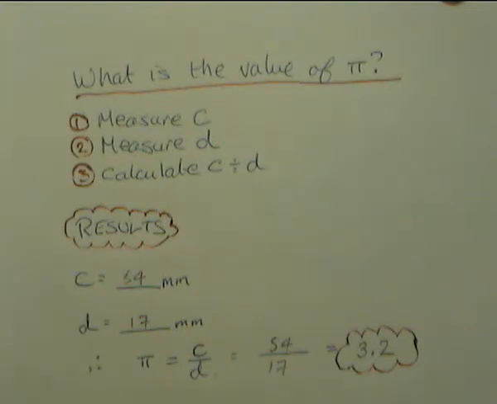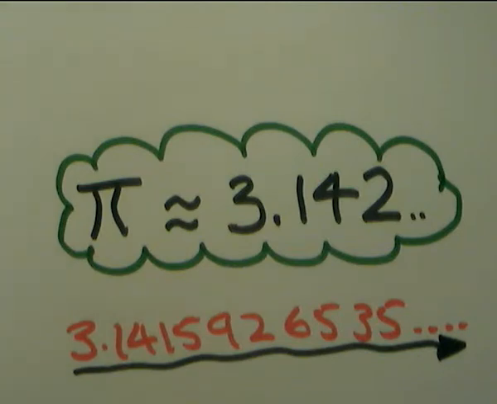Well, that's not a bad answer for a quick, rough experiment like that. The accepted value of pi is here. It's pi equals 3.142. Usually it's actually 3.14. If you want to know it to 10 decimal places, it's there. In fact, pi is one of those numbers called an irrational number. It never finishes. You can calculate it to as many million decimal places as you like.